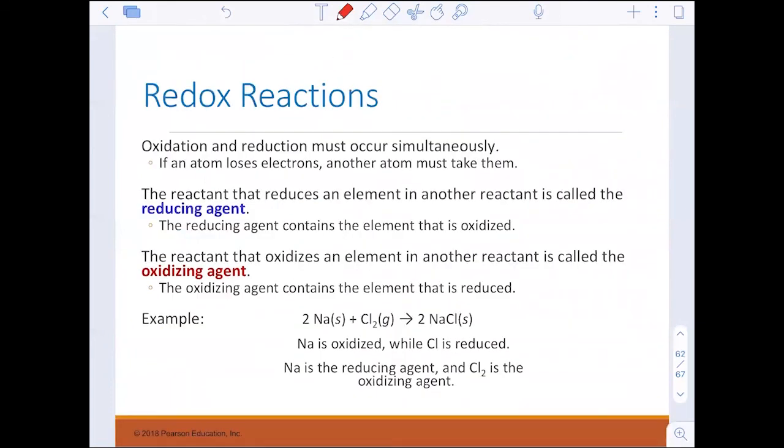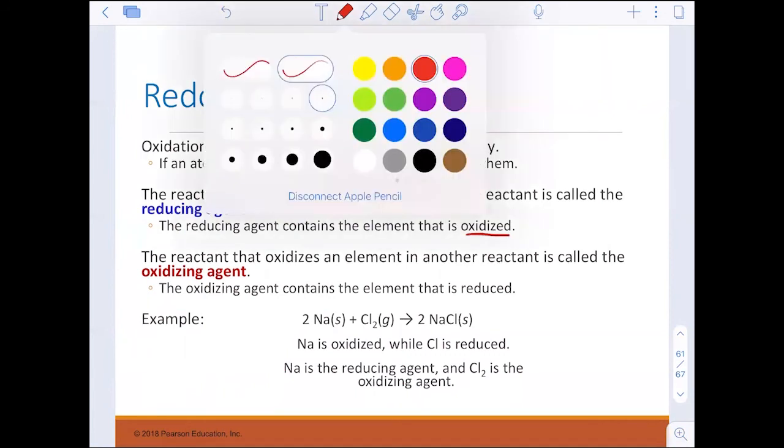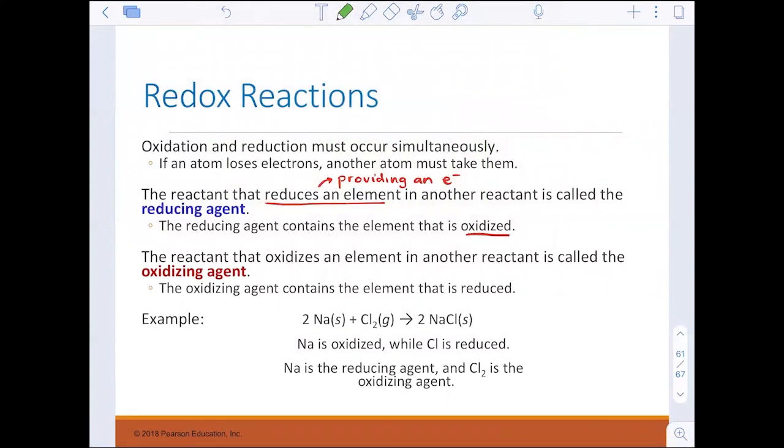Redox reactions. Again, when we see an oxidation reduction reaction, they must occur simultaneously. So if an atom loses an electron, another atom must take it up. The reactant that reduces an element, the one that is oxidized, remember, if you reduce an element, you are providing an electron. So the substance that reduces another element, called a reducing agent, is technically oxidized itself. You are providing the electron for the reduction portion of the reaction.